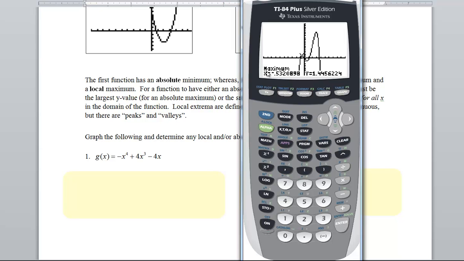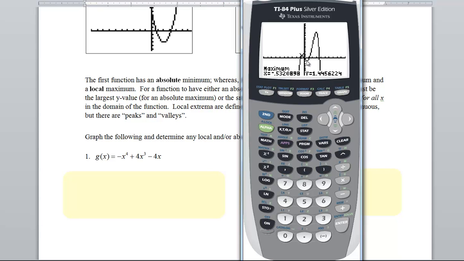Okay, so now I wish they had this word maximum over here. Now it's not going to tell you if it's a local or an absolute. You've got to know that. But I would write this down. Let's see, let's go to the hundreds. At x equals -0.53, we have a local max of 1.45. You could say a local max of y equals 1.45 if you want to. But you could say it that way.